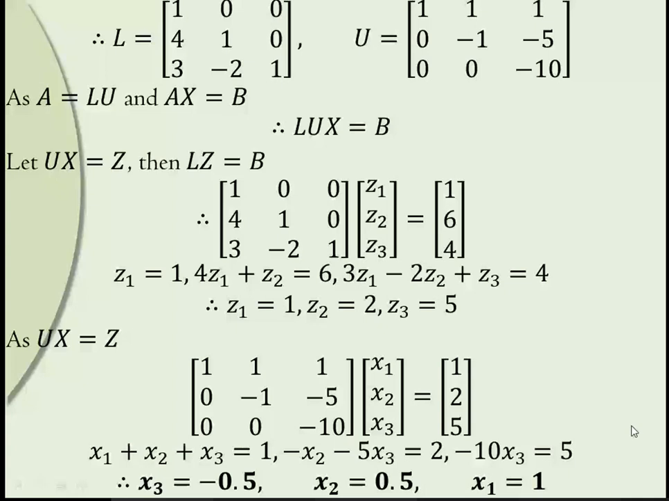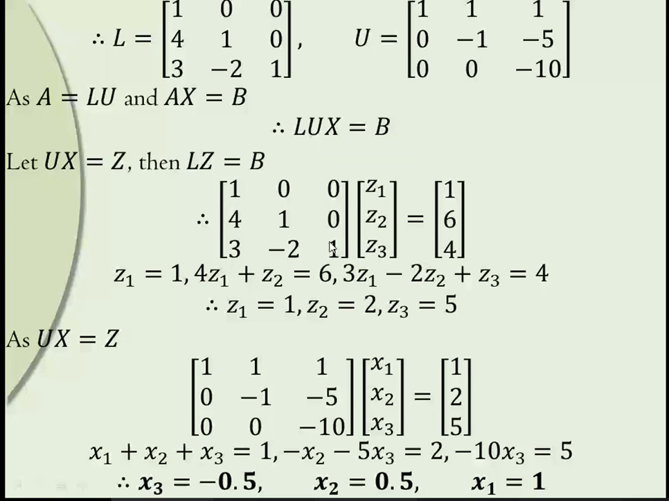Okay. So what we have done in this problem, firstly we split A into 2 parts, L into U. Standard formats are there for L and U: 1 0 0, L21 1 0, L31 L32 1, and standard format for U, U11 U12 U13, all that format. Then we take this equation, L into U into X equal to B. Out of that we put UX equal to Z, it becomes LZ equal to B. Using LZ equal to B, we get Z1 Z2 Z3. Putting that into this, we get X1 X2 X3.